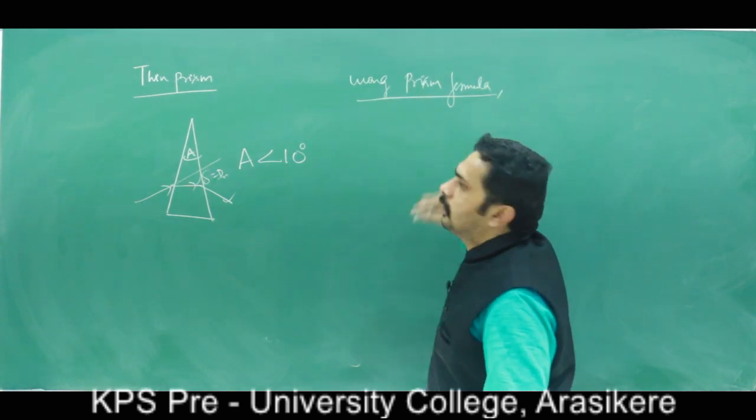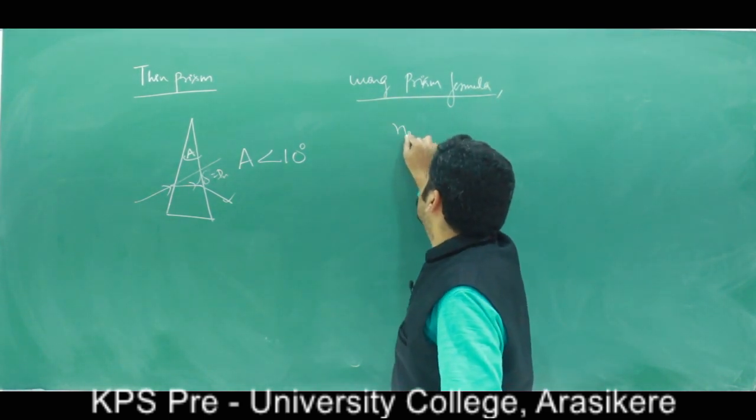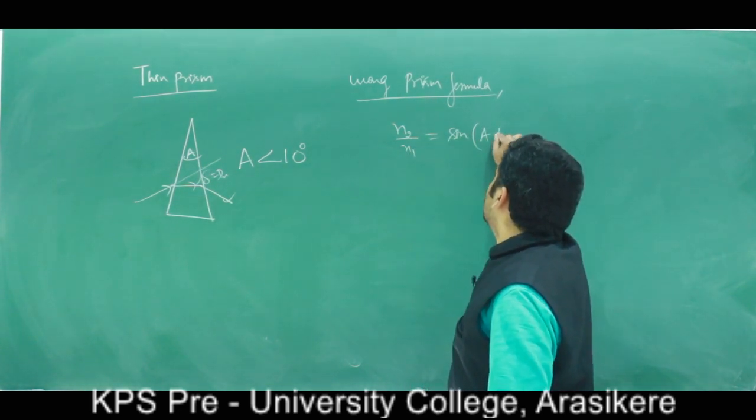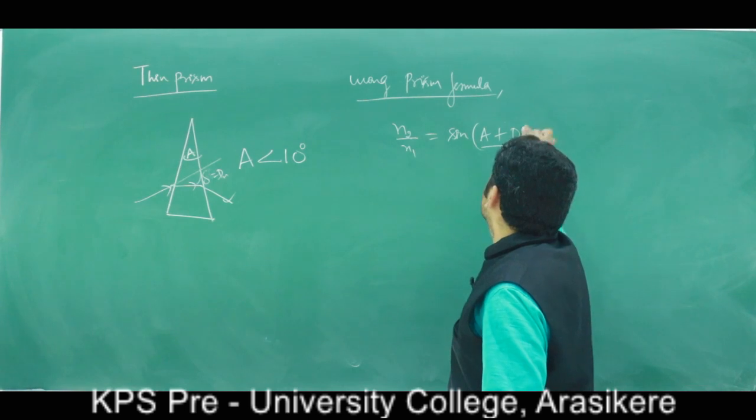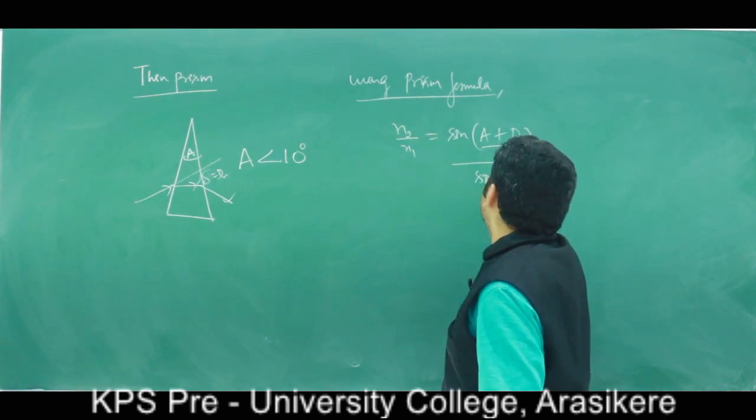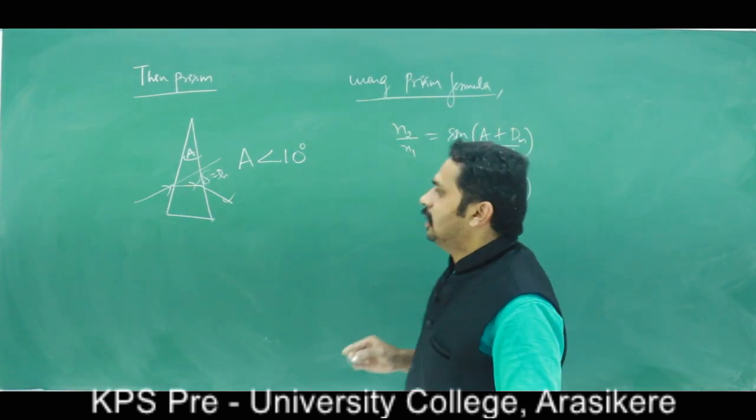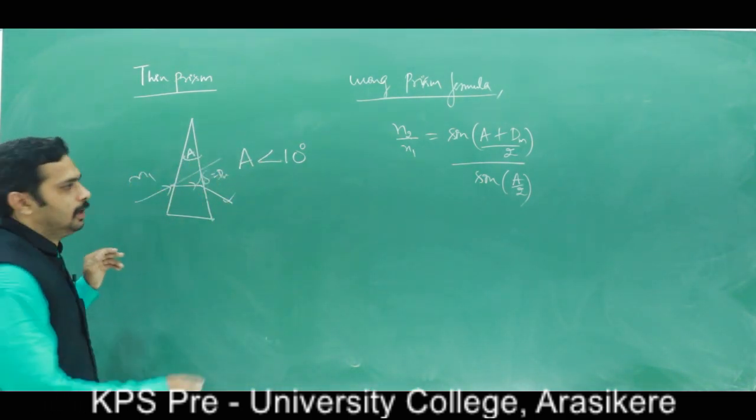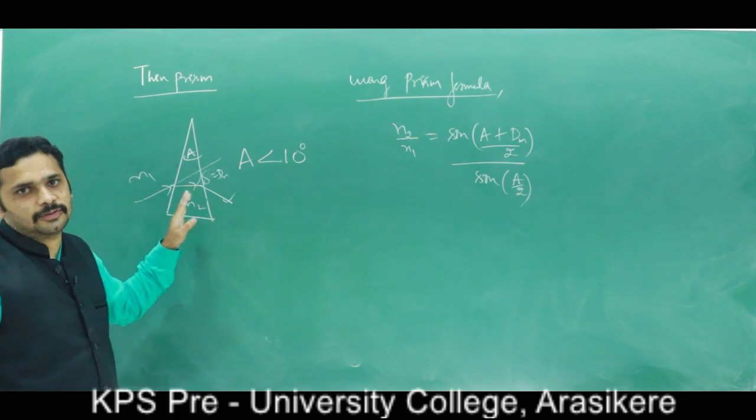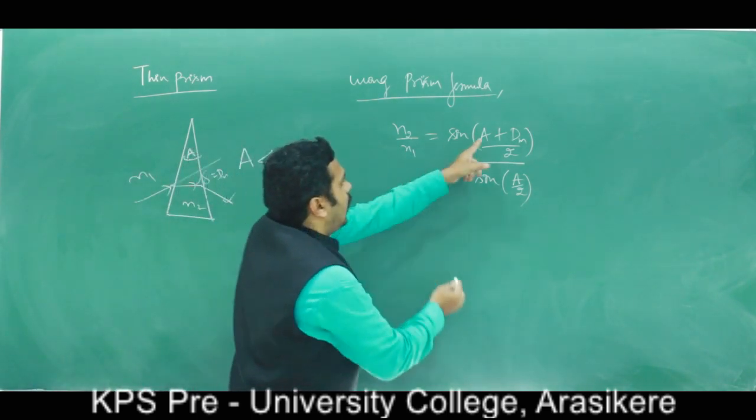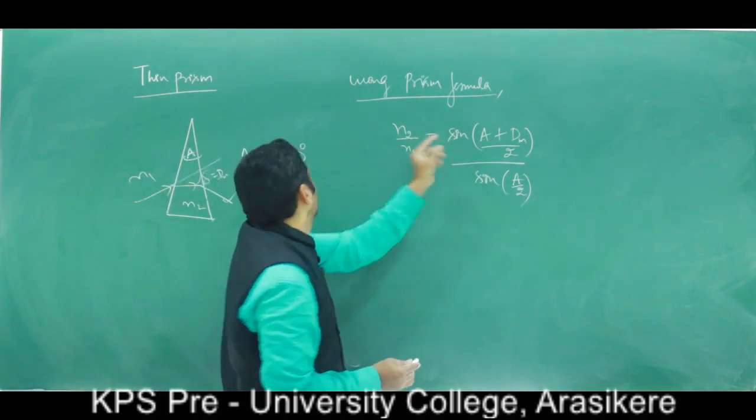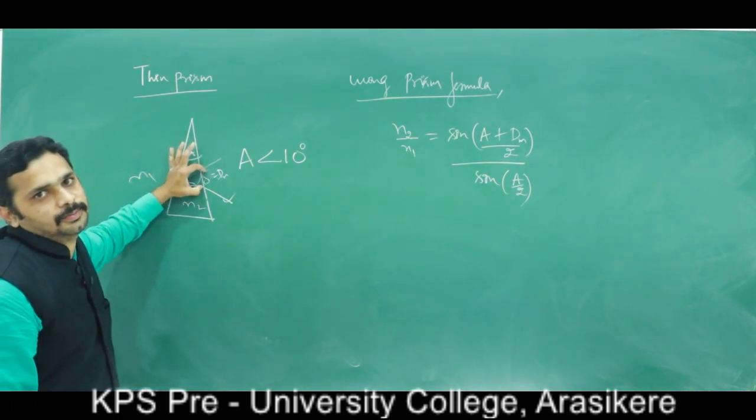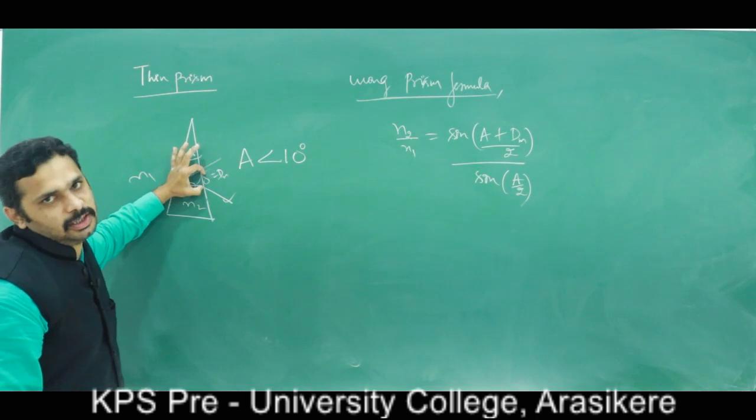What is the prism formula? We know that n2 by n1 is equal to sin of (A plus Dm) by 2, by sin of A by 2. Here, n1 is the refractive index of the surrounding medium, and n2 is the refractive index of the prism. If the angle of the prism is very small, the deviation is also less.